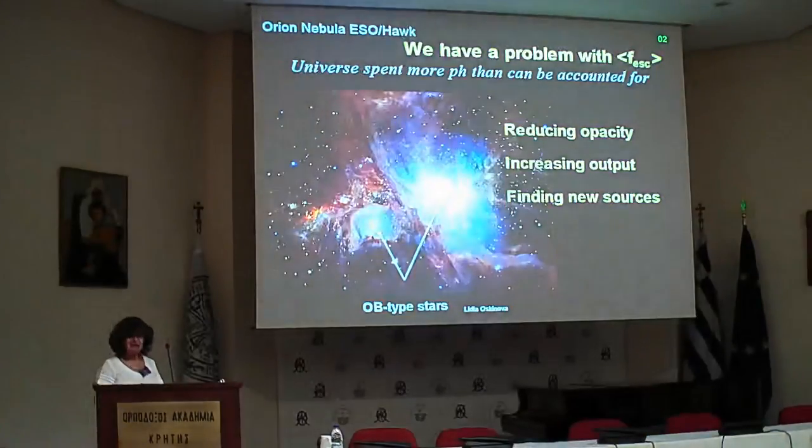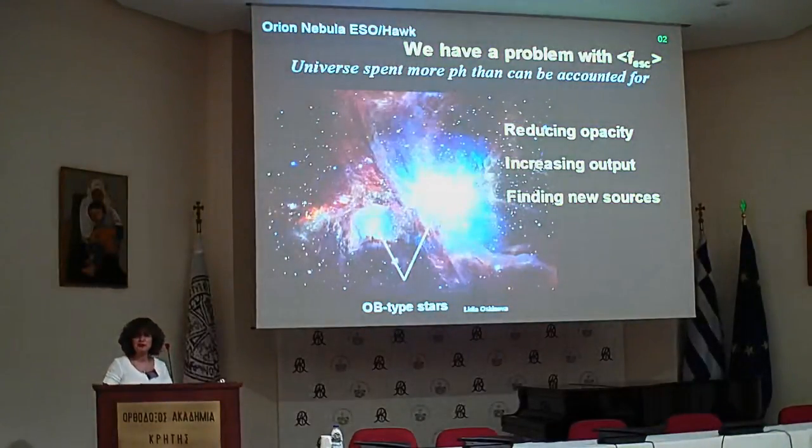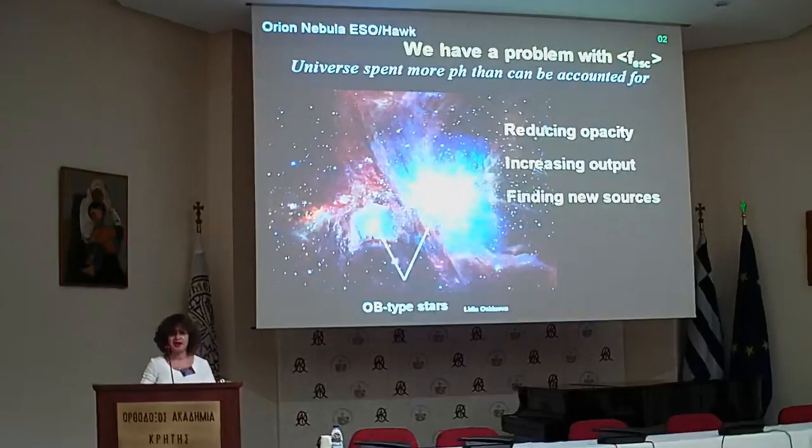So we have a problem, as we heard many times today, with the fraction of ionizing photons which could escape. And there are three broad groups of how one can solve this problem. The first, we can reduce opacity. The second solution, we can increase output. And as a third possible solution, we can find new sources which we were previously unaware of or forgot. And this is briefly also the outline of my talk.